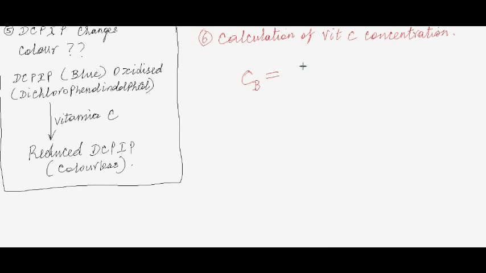That would be Shakira's World Cup song, VACA VACA. VACA over VB, where VA is volume of the vitamin C solution that was used to decolorize the DCPIP. CA was the concentration of that solution.